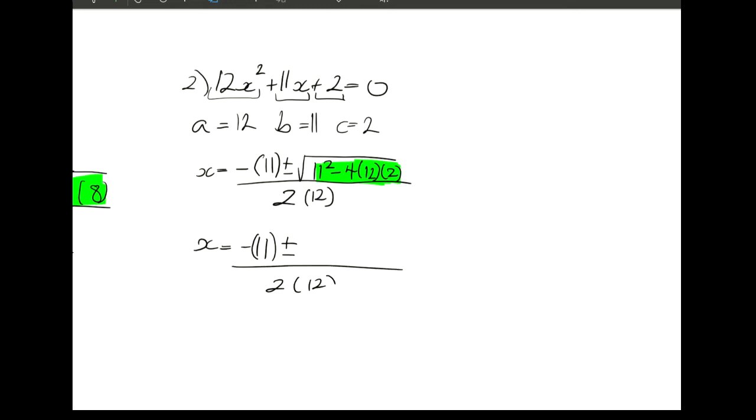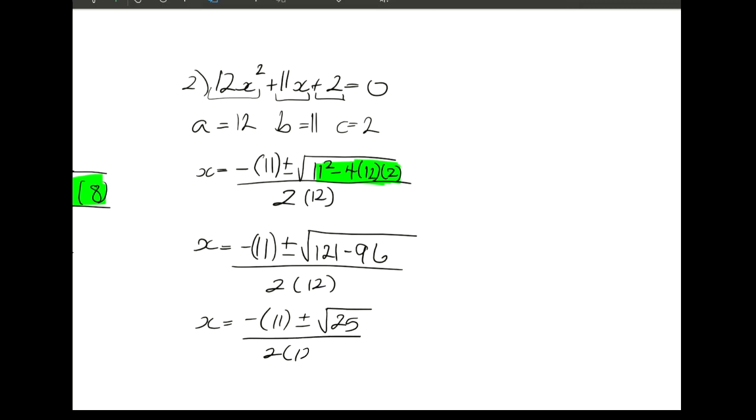Let's go. So 11 squared is, I believe, 121. And then 4 times 12 is 48, and 48 times 2 is 96. Yeah. So then we just have to take away 96 from 121, and you're going to get 25. So plus minus the square root of 25 over 2 times 12.